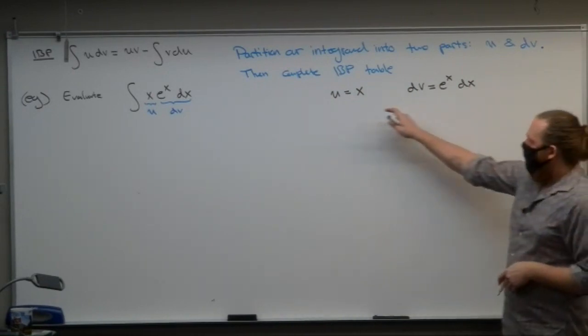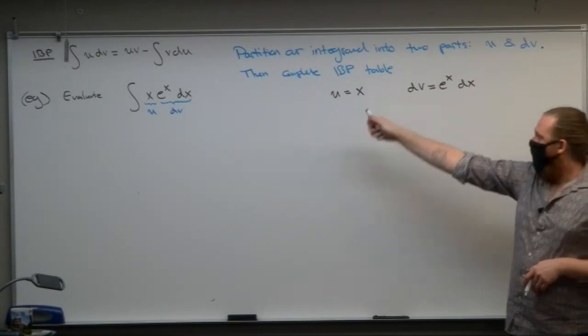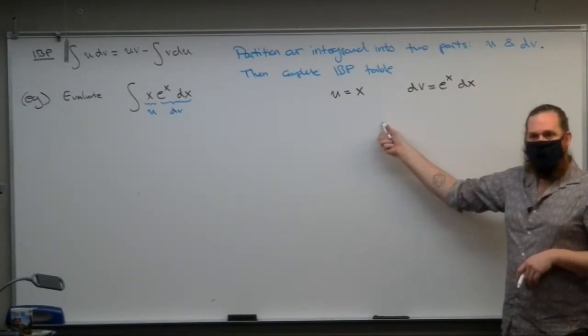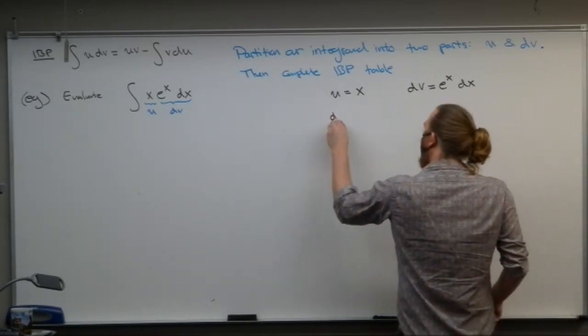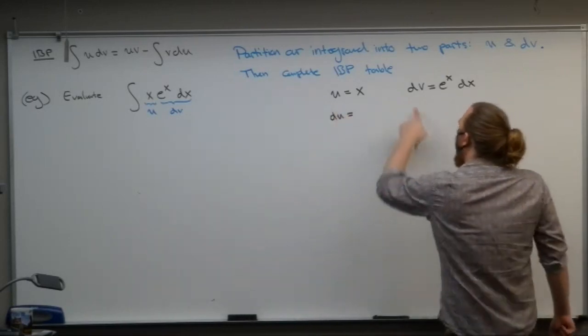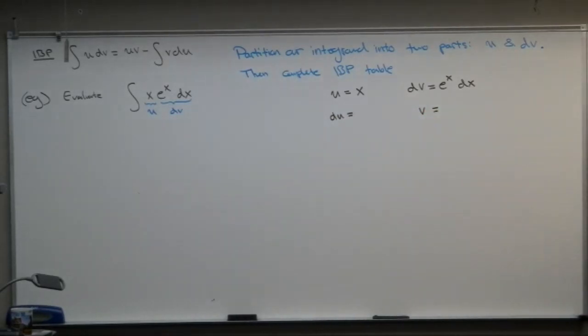All right, so in our formula you have u's, v's, du's, and dv's. We chose a u and a dv. So we need to compute from these the pieces we don't have. So I chose a u. I need to know what du is to use my formula. I chose a dv. I need to know what v is to apply my formula.